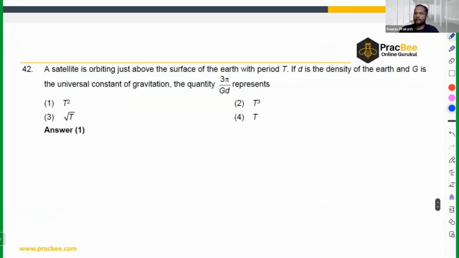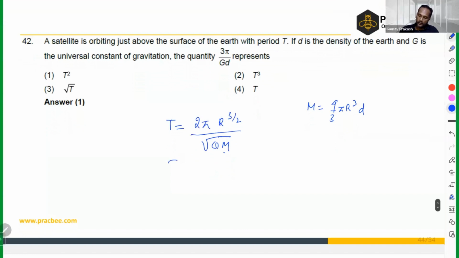Now let's talk about the satellite orbiting just above the surface of Earth. So we know that the time period formula is given as 2 pi r to the power 3 by 2 under root GM. This is the formula of time period. So we can replace M. Mass is volume, 4 by 3 pi r cube, into density d. So if I substitute it here, I get 2 pi r to the power 3 by 2, and let's say I made this square, this becomes cube, this becomes whole square, and we have G into 4 by 3 pi r cube into d.